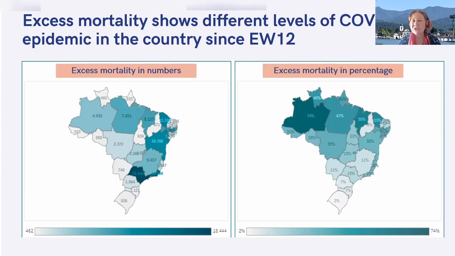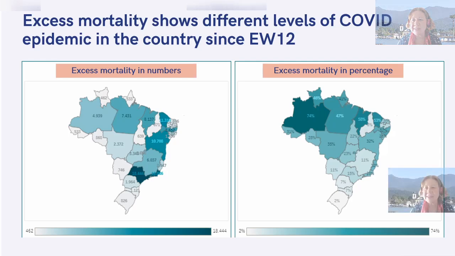So here's the map. On the left, numbers; on the right, percentage. In numbers of excess mortality, we have São Paulo state, the most populous state in the country, with the highest number. On the right, in percentage, you see a 74% increase in the Amazon state. So Amazon state was really a surprise, starting the epidemic early, at the beginning of March, and peaking quickly. And why? We are still elaborating.